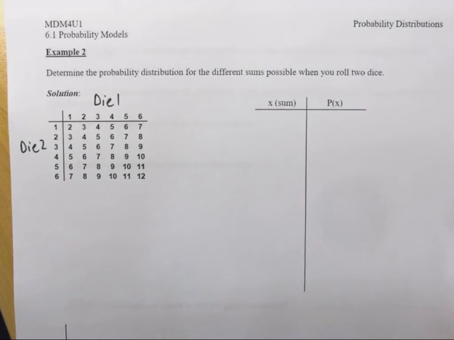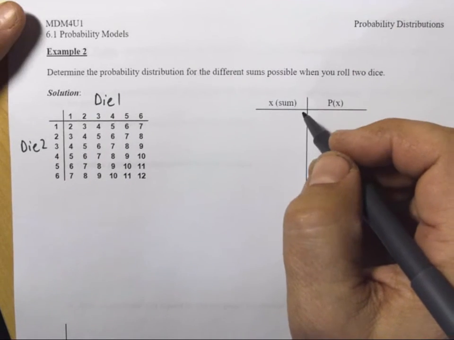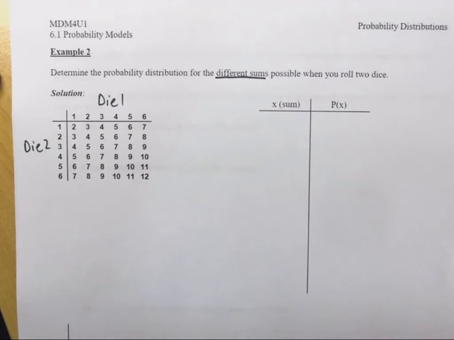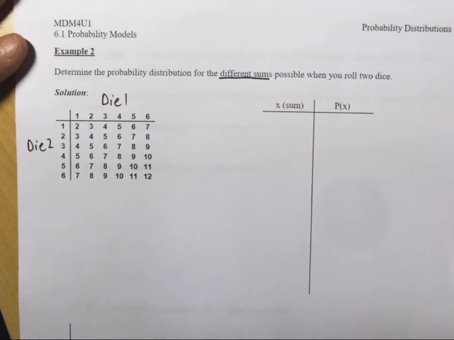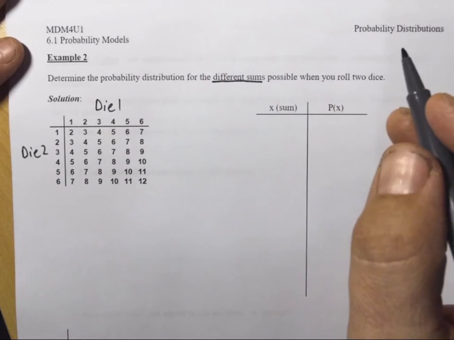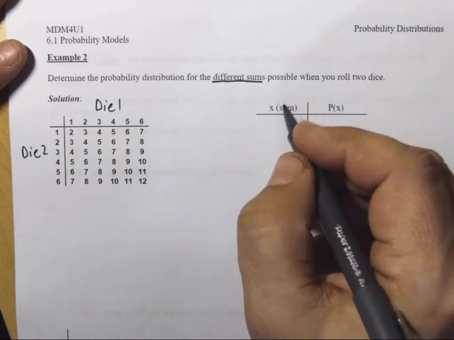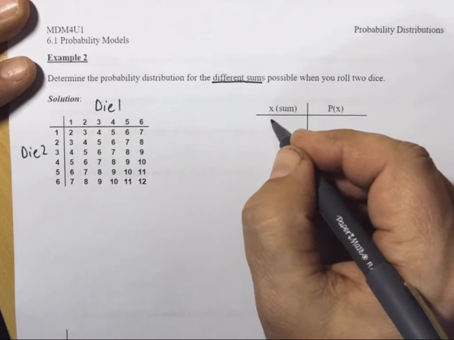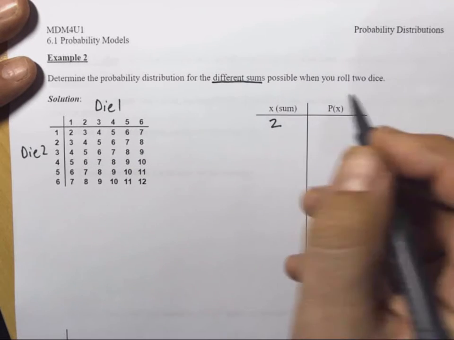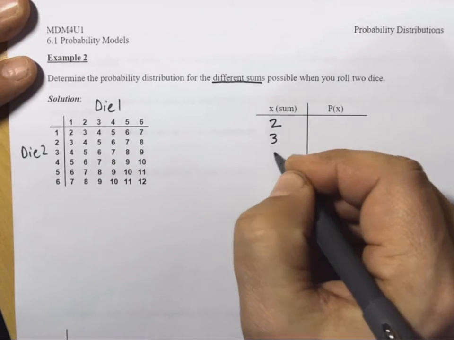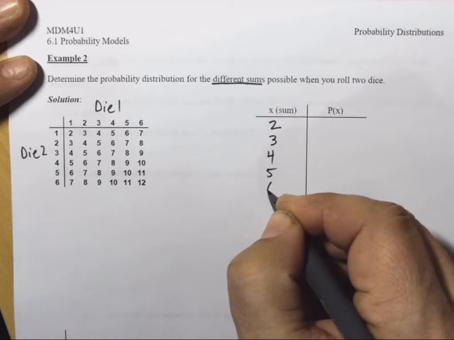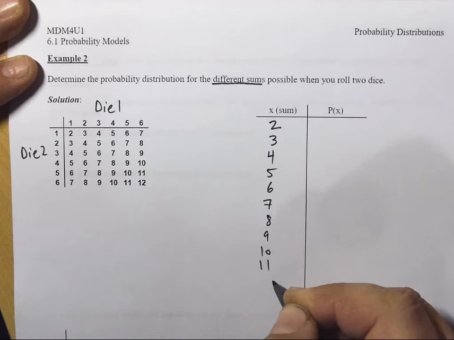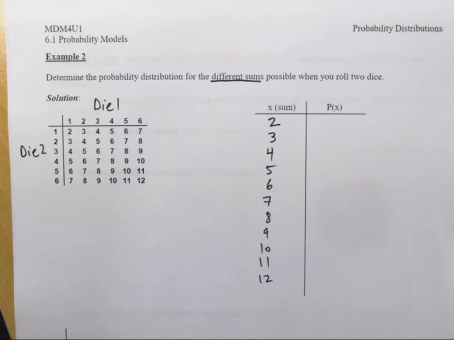Well, now we're talking about a distribution though, and we're talking about the distribution for the different sums that are possible. That means that our random variable is the sum that we get on the dice when you roll 2 dice. So what is possible? When I'm looking at my chart here, I see that I could get a sum of 2, or 3, or 4, 5, 6, 7, 8, 9, 10, 11, or 12. Those are all possible sums.